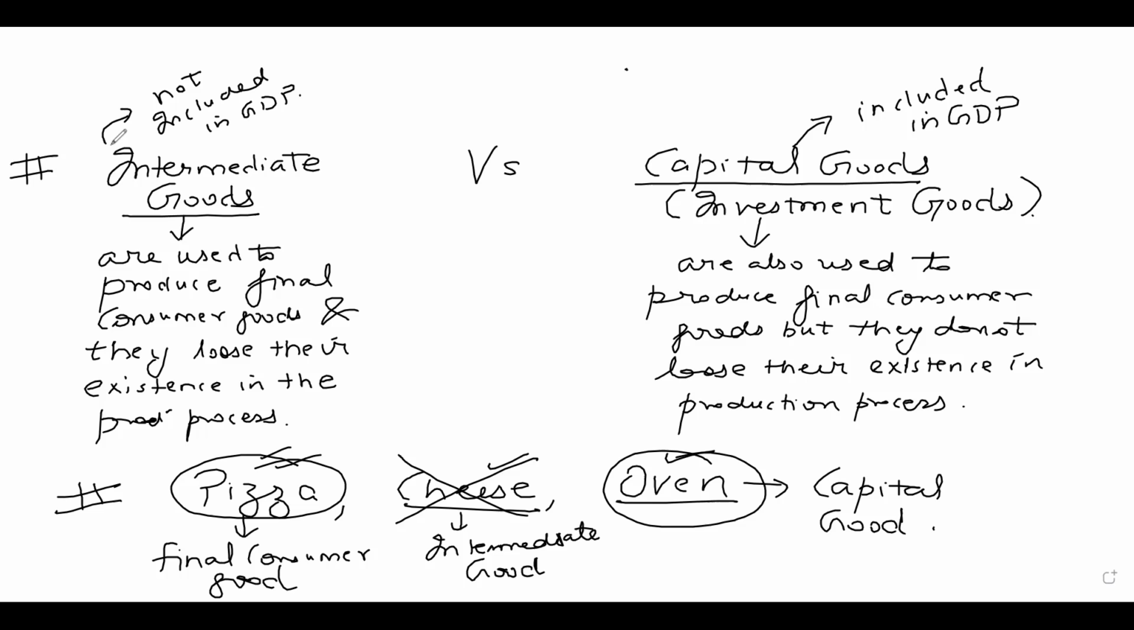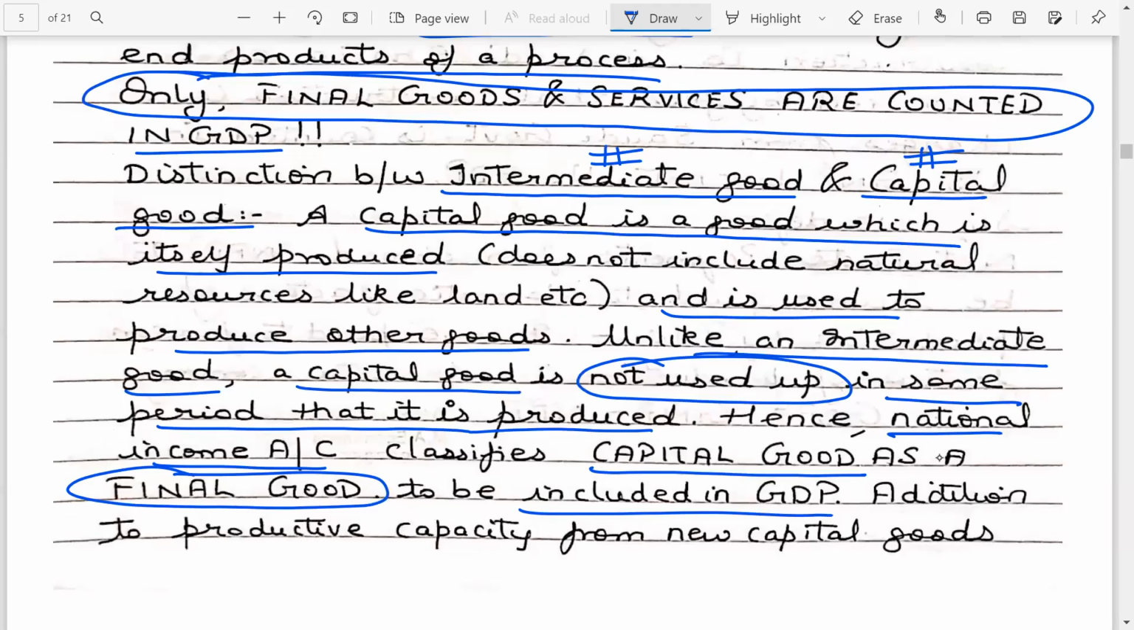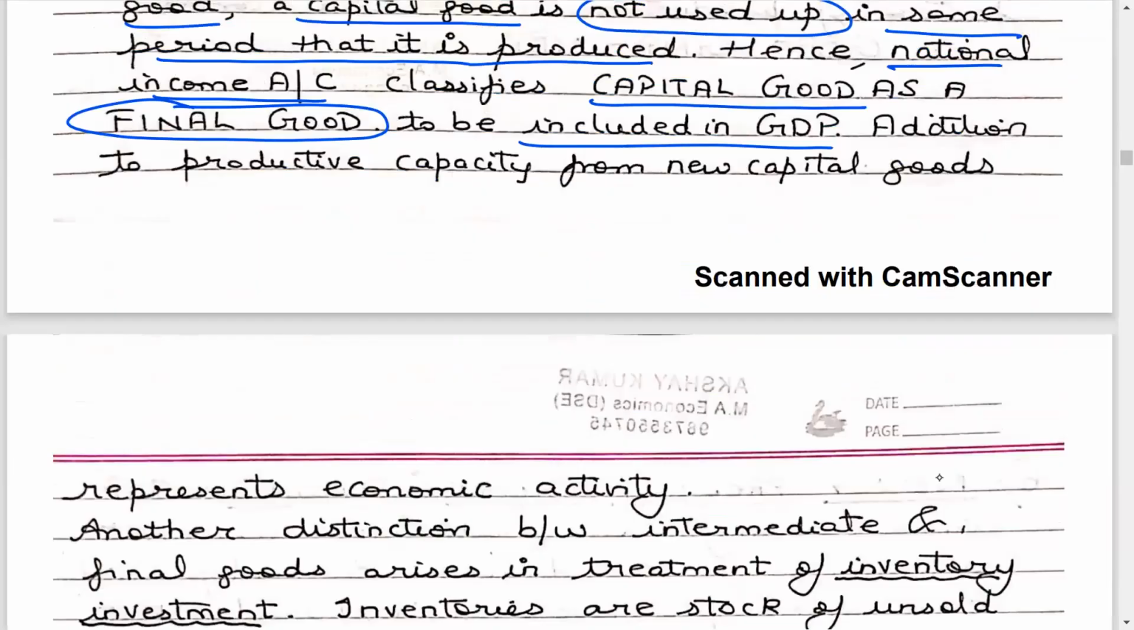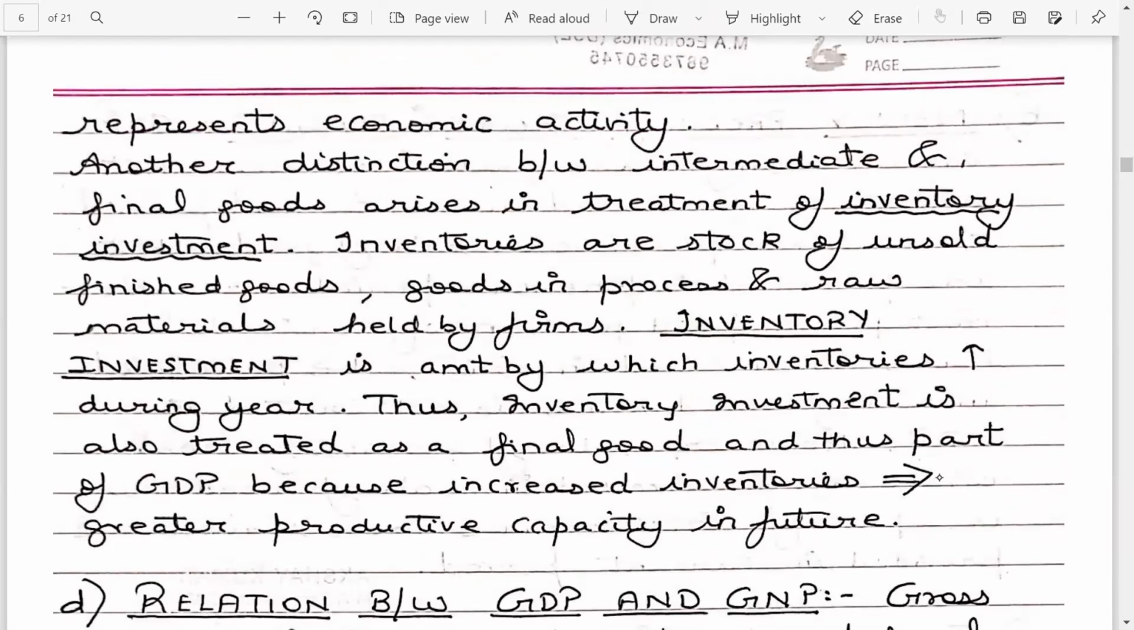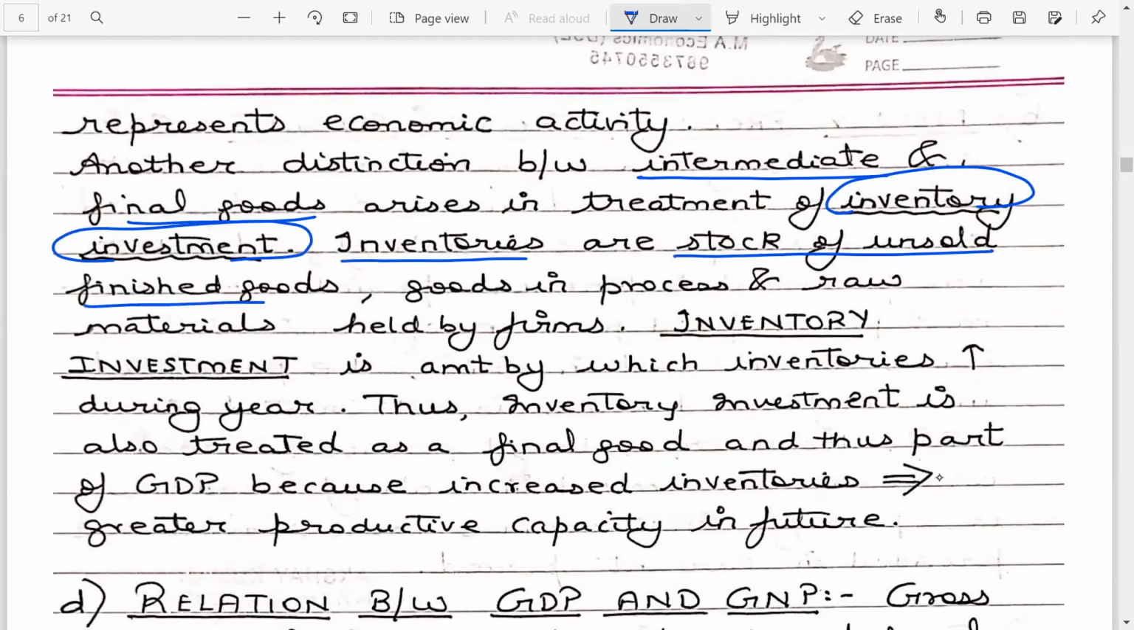And guys, if I come back to the lecture note, now there is another important distinction to understand. Another important distinction between the intermediate goods and the final goods arises in how you treat inventory investment. Inventories are stock of unsold finished goods, goods in process and raw materials held by the firms. If students had accountancy in high school, you know that change in stock is nothing but closing stock minus opening stock.